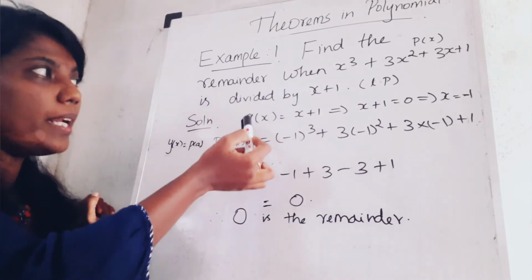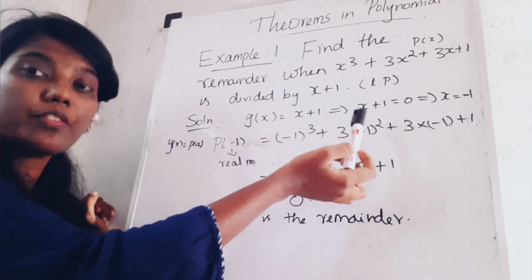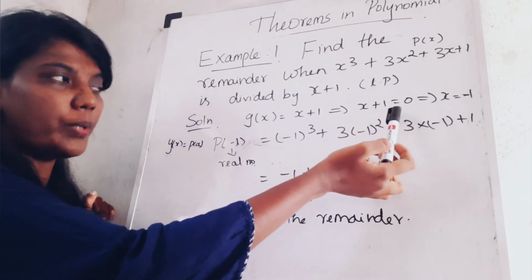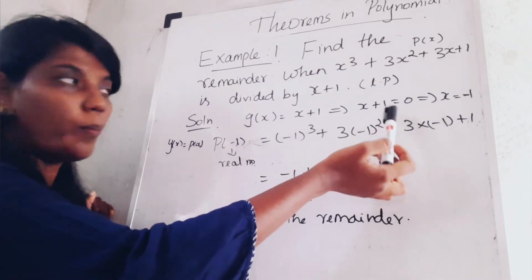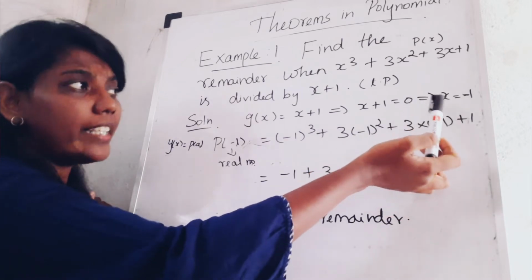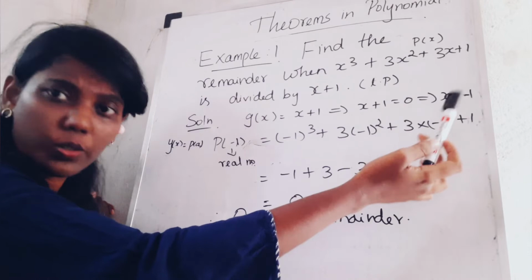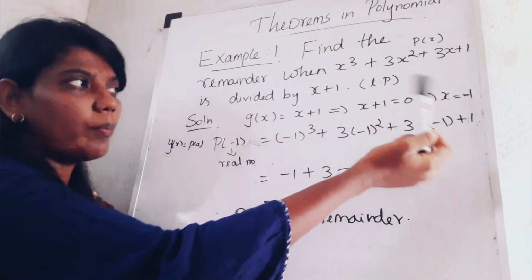In the first step, I am equating this g of x to 0, as we usually do with the zeros of a polynomial. So x plus 1 is equal to 0. When you take the 1 from the left hand side to the right hand side, as it's 0 over here, we need the value for x. So the value of x is minus 1.